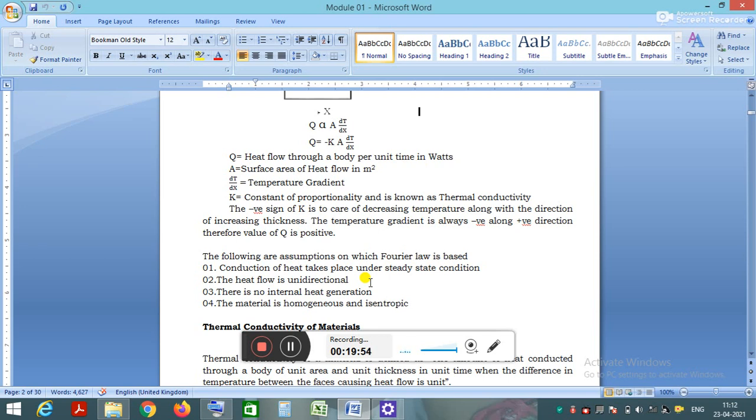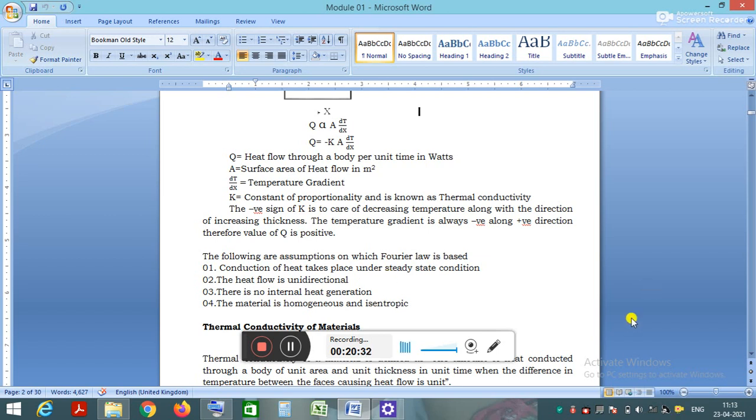That means when the energy is made to flow through any body, some amount of heat is generated within the body. Here we neglect the internal heat generation. And the fourth assumption which was made in the Fourier law of heat conduction is that the material is homogeneous and isotropic. That means the properties of the material remain the same throughout the body. It doesn't vary from one point of the body to another point of the body. It remains the same throughout the body.